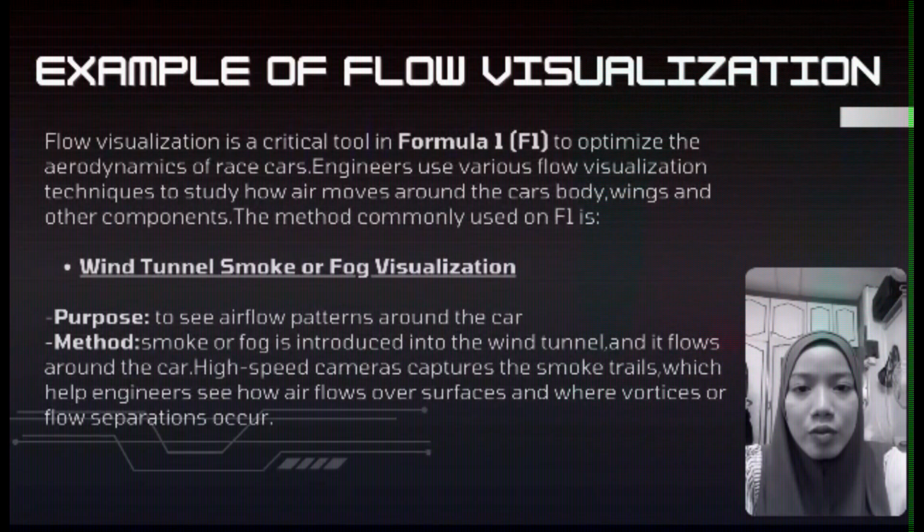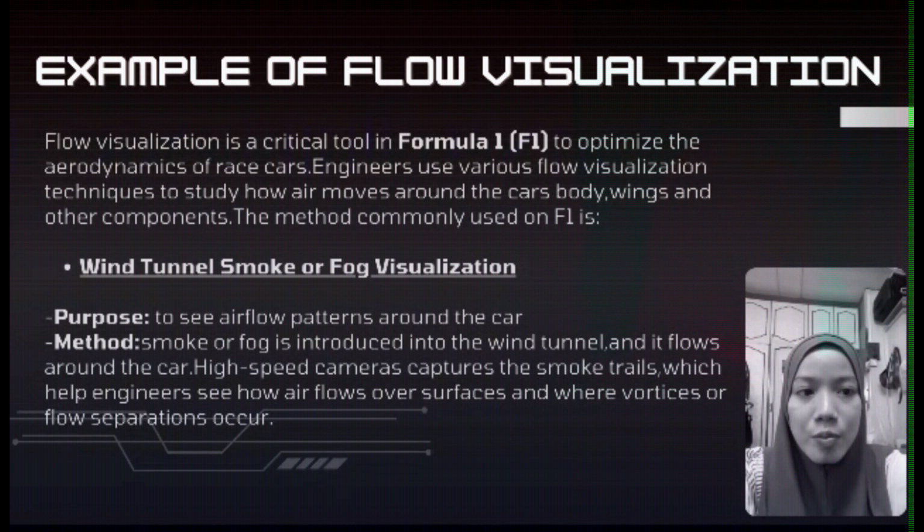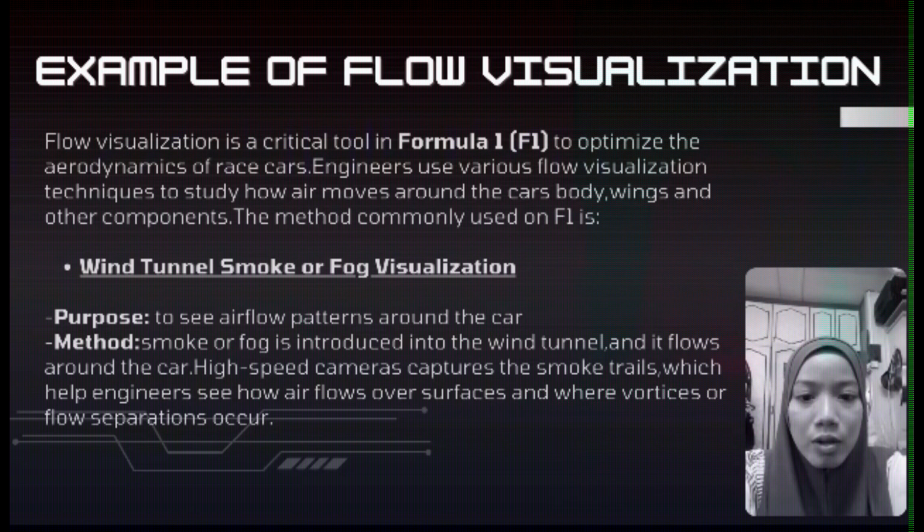Example of flow visualization. Flow visualization is a critical tool in Formula 1 to optimize the aerodynamics of race cars. Engineers use various flow visualization techniques to study how air moves around the car body, wings, and other components. The method commonly used in F1 is wind tunnel smoke or fog visualization. The purpose is to see airflow patterns around the car, and in the method, smoke or fog is introduced into the wind tunnel and flows around the car.